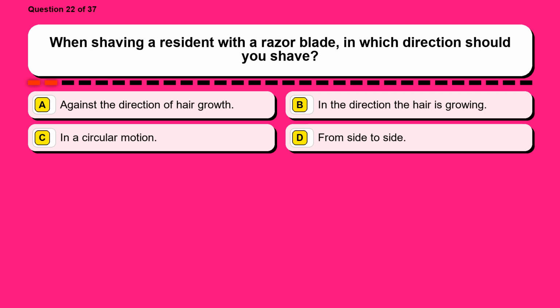Question 22. When shaving a resident with a razor blade, in which direction should you shave? Option A, against the direction of hair growth. Option B, in the direction the hair is growing. Option C, in a circular motion. Option D, from side to side.